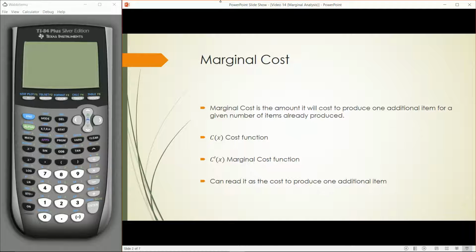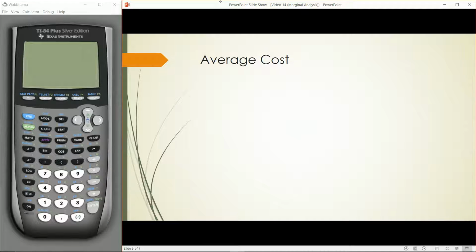All right. Now, average cost. This is something else that gets thrown under marginal analysis, which makes sense for some of you. So, if we're producing 1,000 items, the easiest way to find out how much it costs per item is to divide our total cost by the number of items, which is how you do the average cost. So take your cost function and divide it by x.